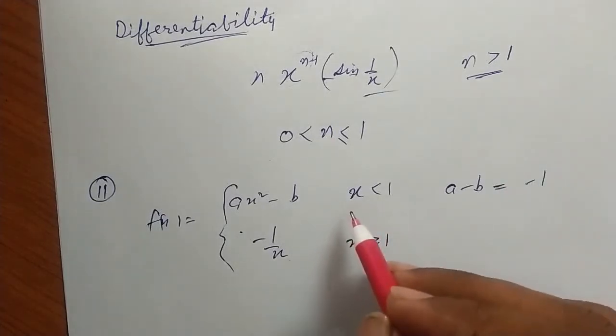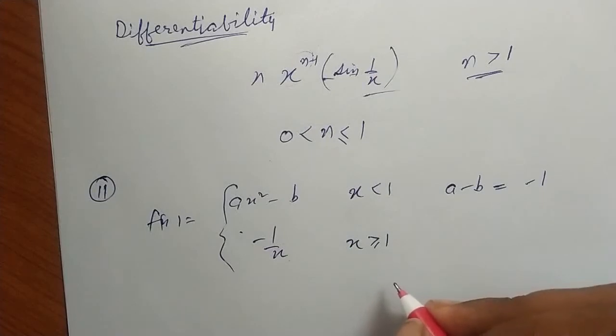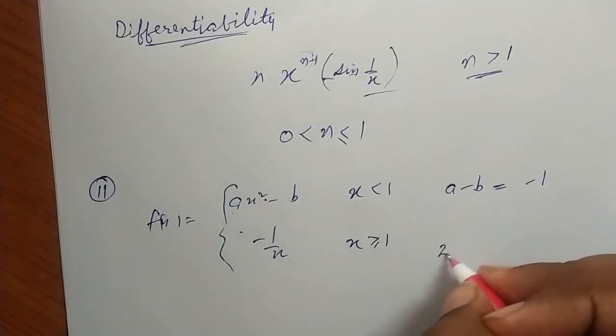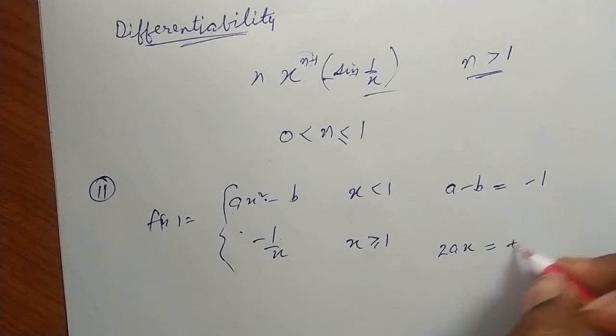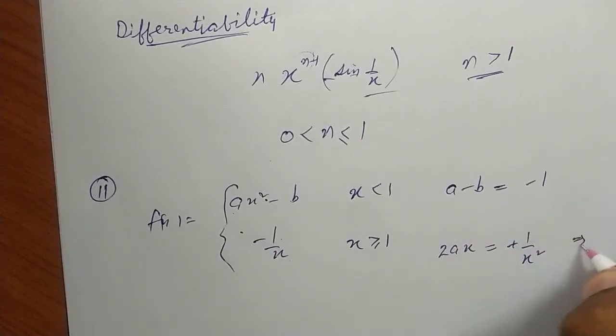Now let's check differentiability. For differentiability, this would be 2ax is equal to plus 1 upon x square, and when x is equal to 1, a becomes half. So if a is half, b is 3 by 2.